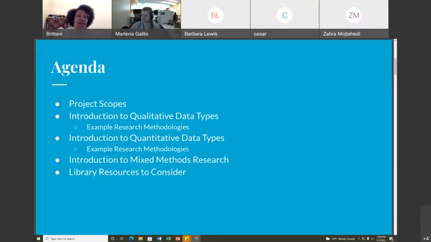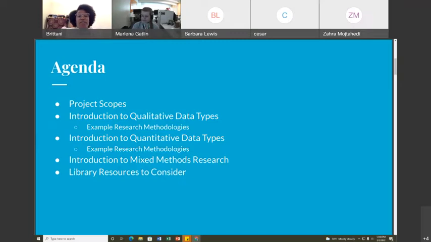We'll cover an introduction to qualitative data types and an example of research methods. And apologies, that may happen a few times. My office has a timed light in it, and I don't get to decide how to extend it. So I'll turn the lights back on.